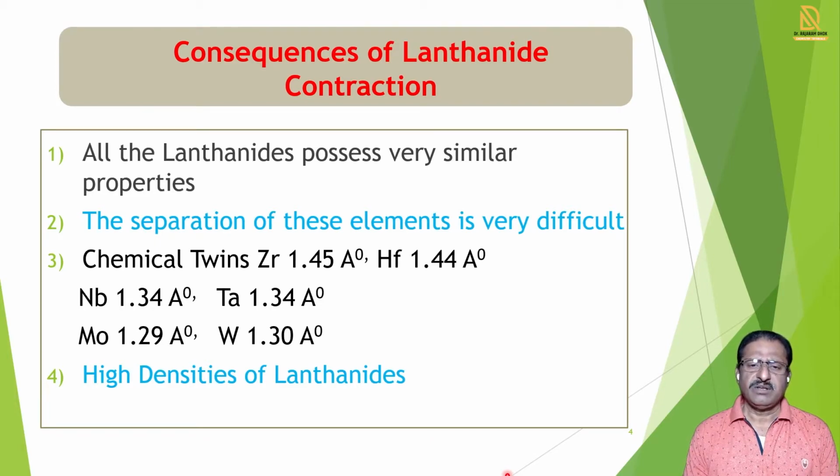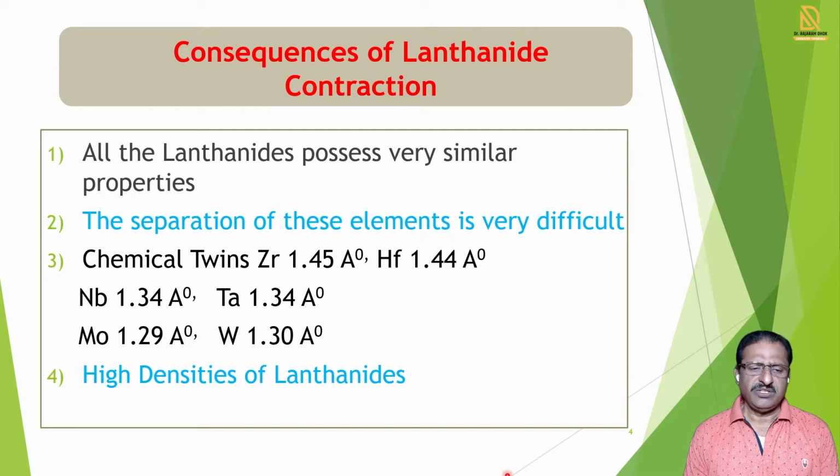Then the second effect of this lanthanide contraction is that separation of these elements is very difficult, because if properties are similar, then separation is difficult. Separation of the elements depends upon the property, and that property depends upon the atomic radius and ionic radius. So in this lanthanide series, due to the lanthanide contraction, all elements have nearly the same property, and because of that separation is difficult.